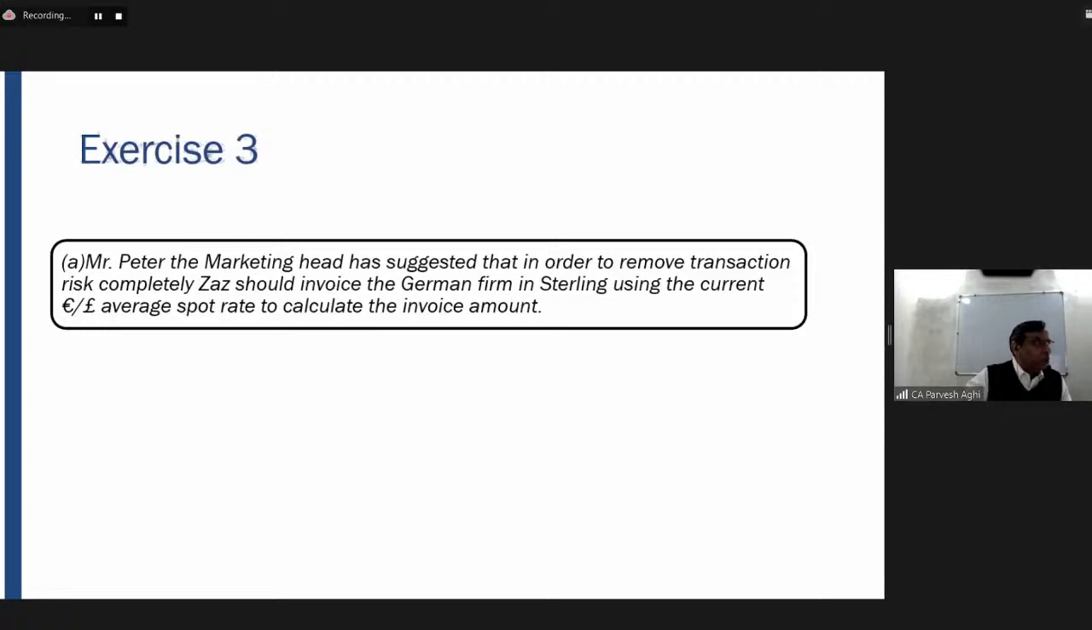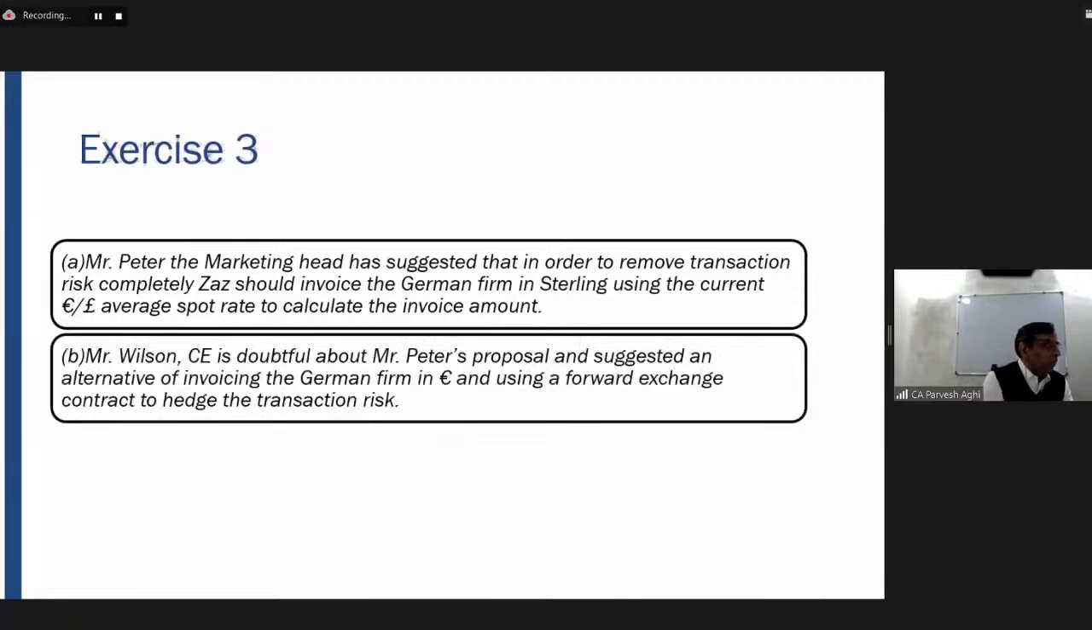We should invoice in pounds rather than euros. Now we come to another person, Mr. Wilson. He is the CEO of the company. He is doubtful about Mr. Peter's proposal, and suggested an alternative of invoicing the German firm in euros. So he says, no, we should invoice in euros and use a forward exchange contract to hedge the transaction risk. He says that it is not possible to raise the invoice in sterling, but rather we should use a forward contract to hedge our risk.